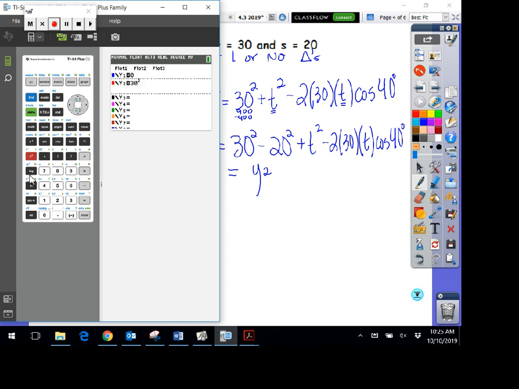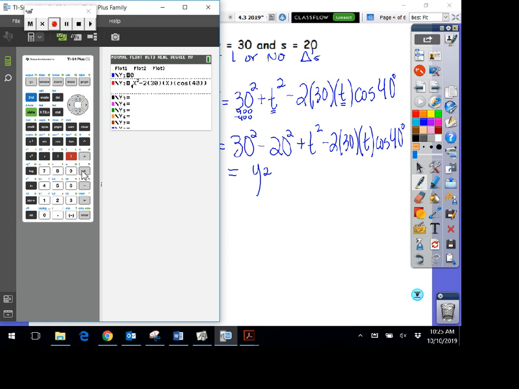30 squared minus 20 squared, or 500, that's fine. 900 minus 400 is 500, plus, I need a variable, x squared minus 2. I'm just typing in exactly how I have it written right there. Parenthesis, 30, close, open, x, close, open, cosine 40, close, close.